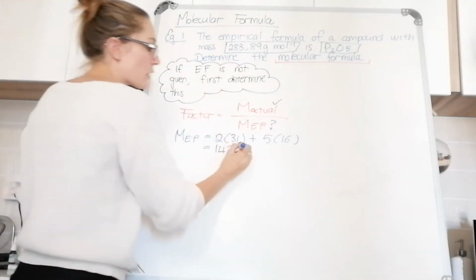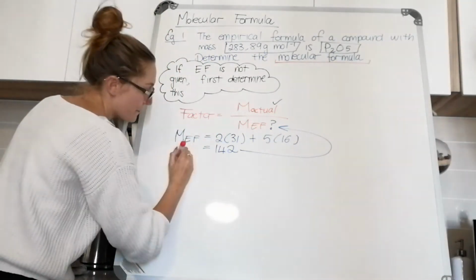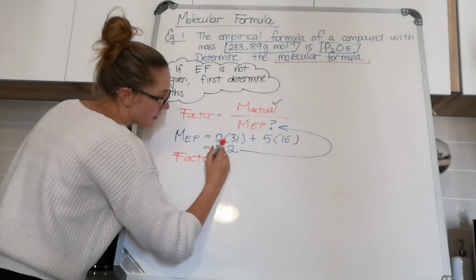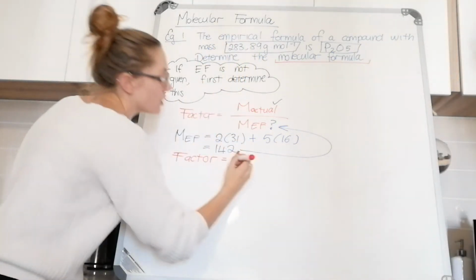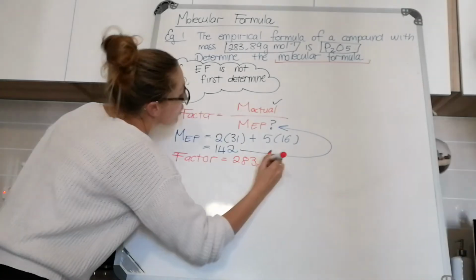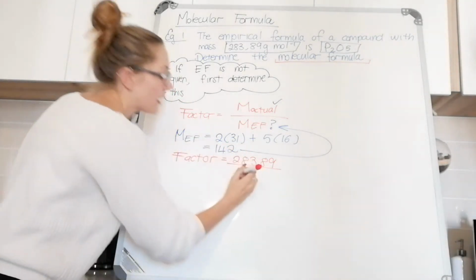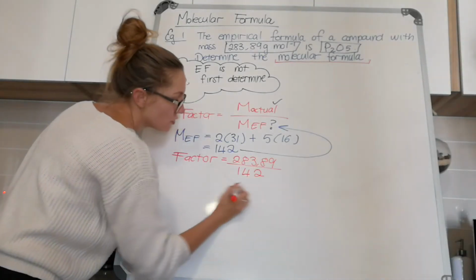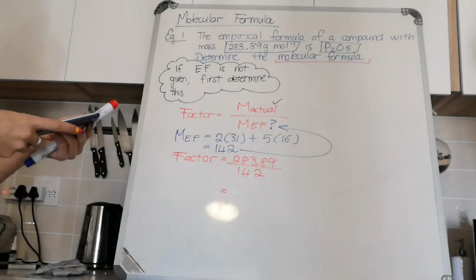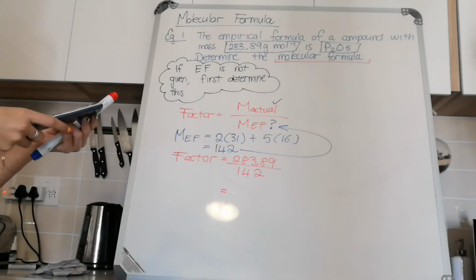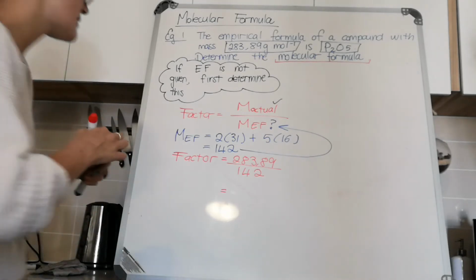So now we can take this information and put it into this formula. We're going to have our factor equal to the actual molar mass, there it is in the question, 283.89, divided by the molar mass of our empirical formula, which is 142. When we do that, we should get roughly 2. It looks like 2 to me. 283.89 divided by 142, we get 1.999. Okay, so we can say that's good enough.